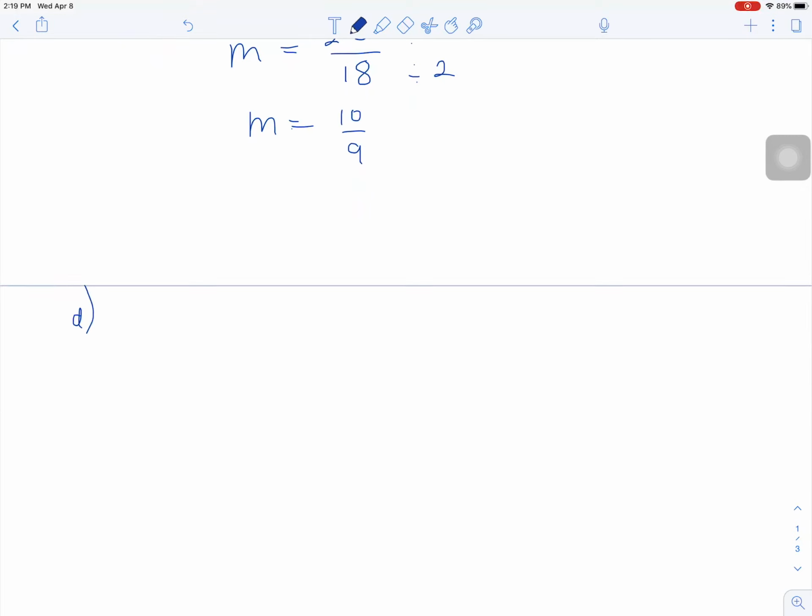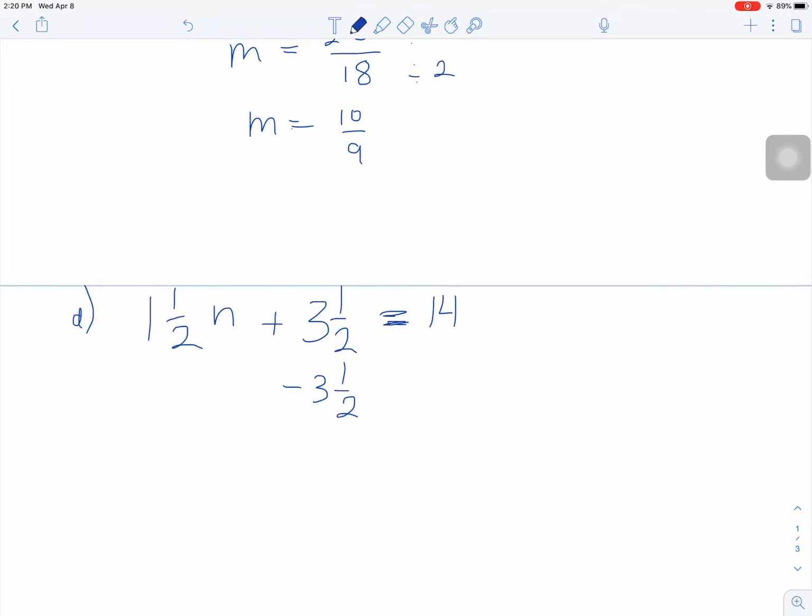Let's go on to D. You ready to try it on your own? And make sure you try it on your own first. 1 1/2 n plus 3 1/2 equals 14. So what is our answer?